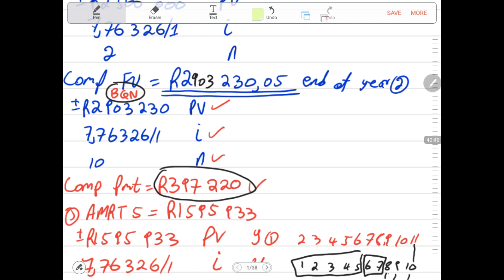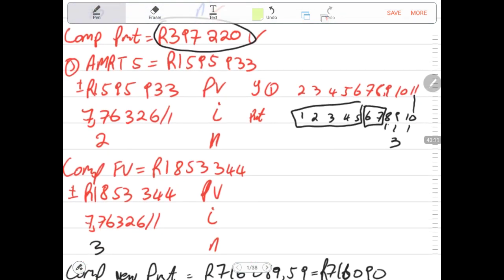2,903,230 plus minus is the present value. 7.76326 is our interest. 10 is our N. Compute PMT. Okay, then I don't get the same answer. Why? Because I did not put the BGN. Then I can put the BGN, which is second function future value. Then I say compute PMT, then the answer changes.